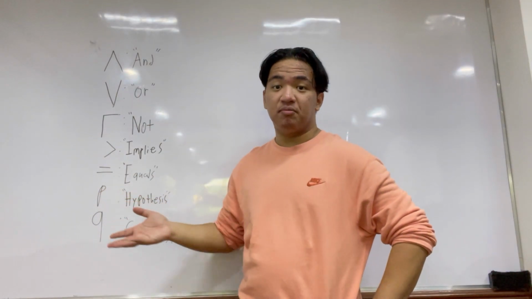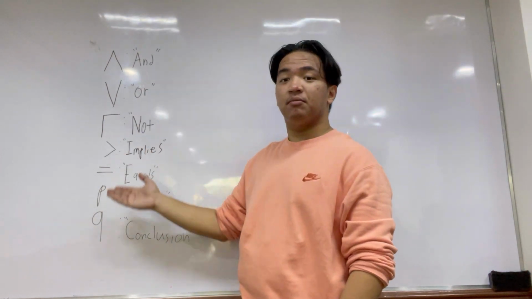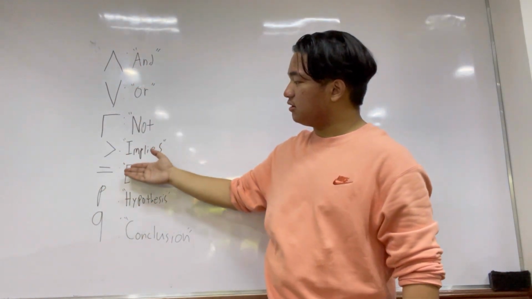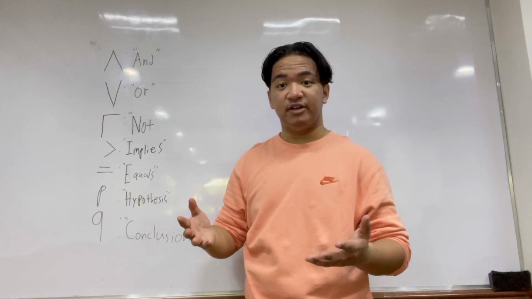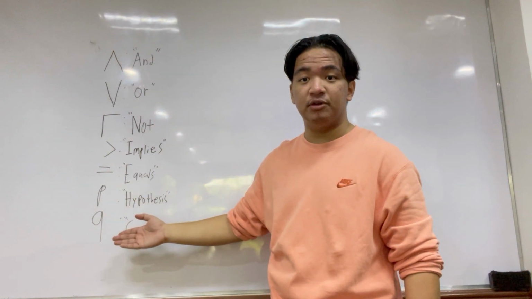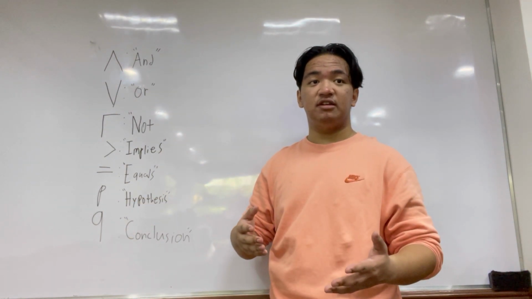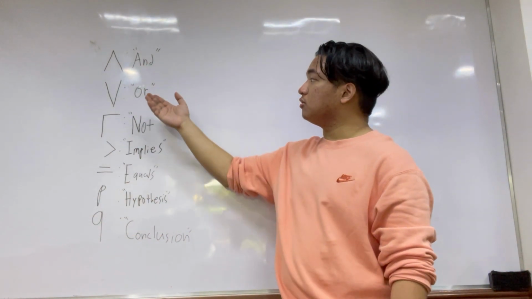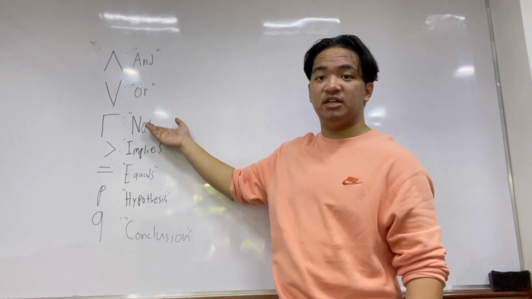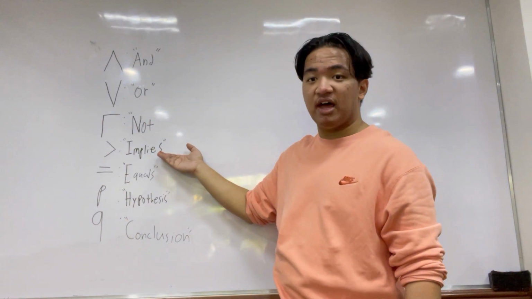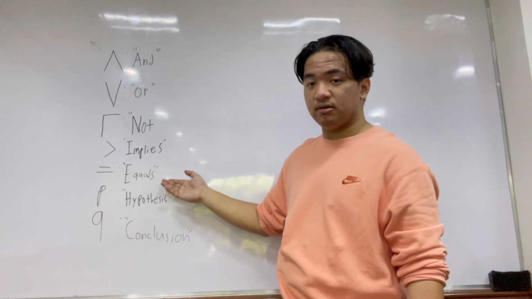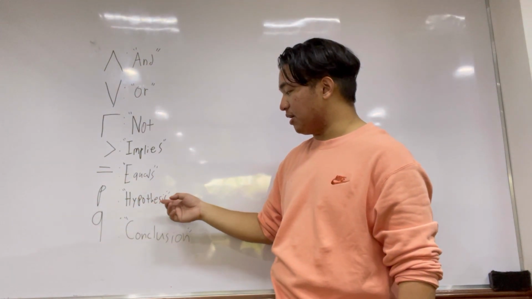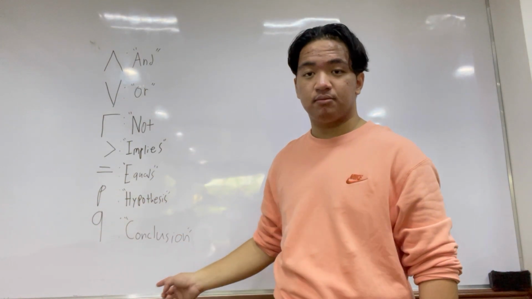If you can see here, pardon the handwriting, these are the symbols that will be utilized upon constructing a truth table. These are used in creating the statements, and these are the variables that will be utilized to showcase the statement. We have here "and," meaning the combination, "or," "not," meaning the opposite, "implies," and "equates." The variables that will be used, namely P and Q, are the hypothesis and the conclusion.